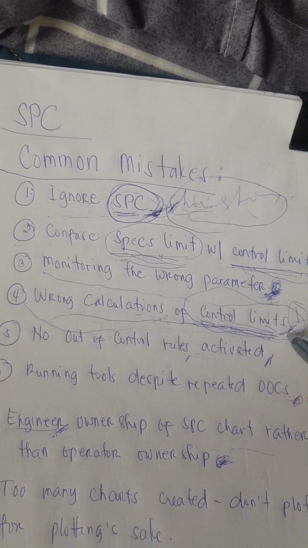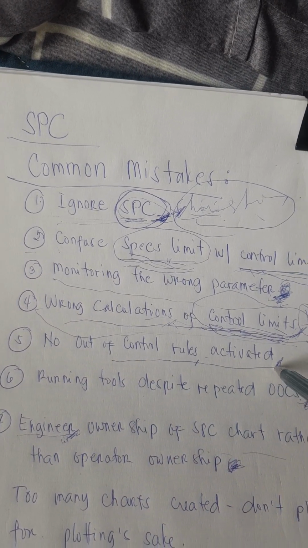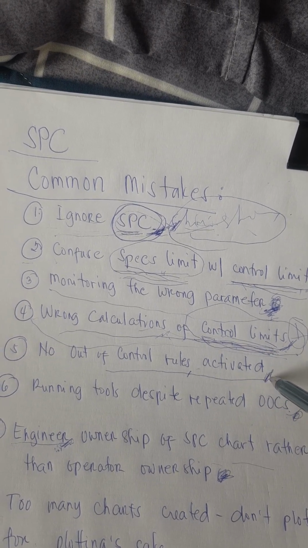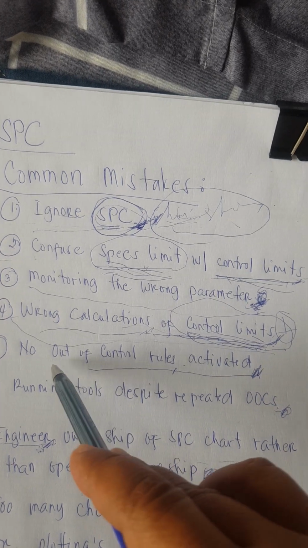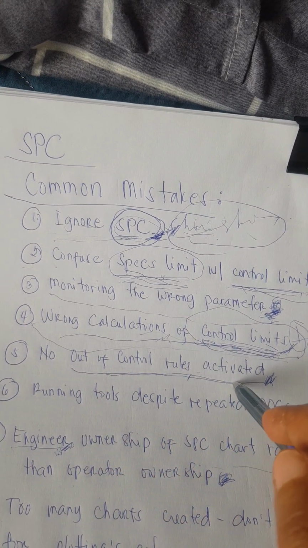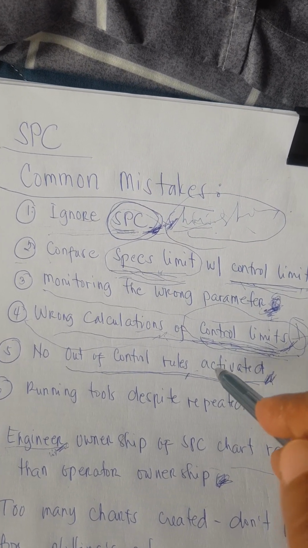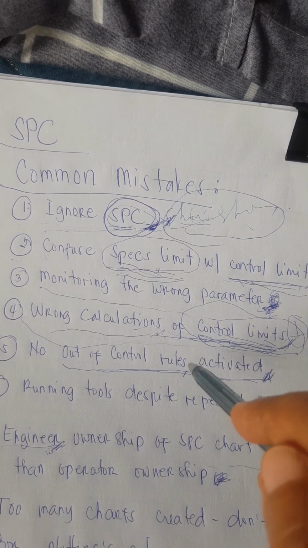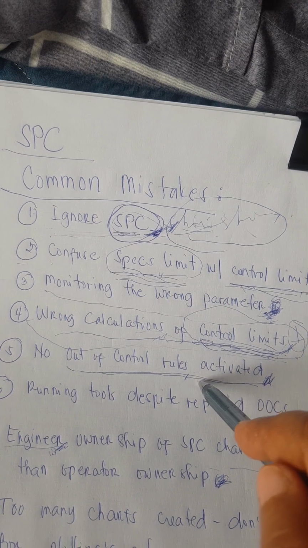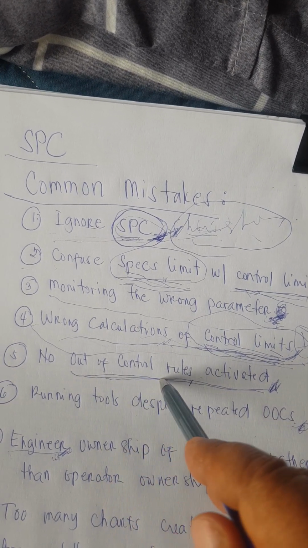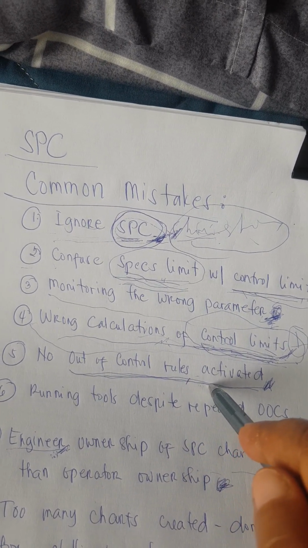Number 5, no out of control rules activated. In SPC, there are rules to be considered, because if there are no out of control rules, our SPC monitoring is of no use. The reason why we are using SPC is that it will be used as a trigger for us, and the activation of out of control is very essential. So there are rules that we need to consider.